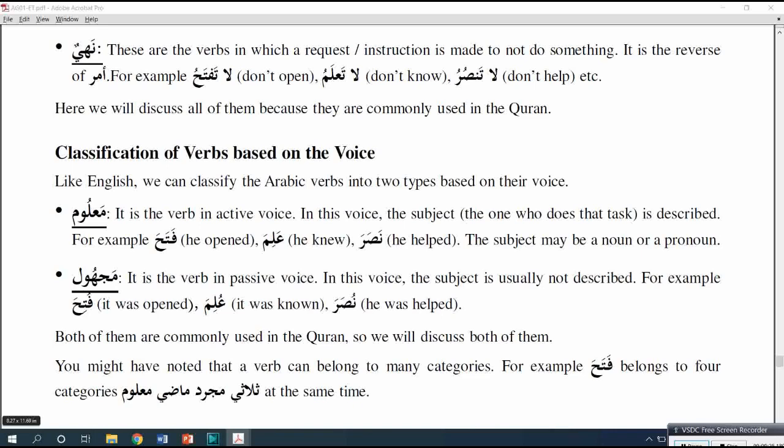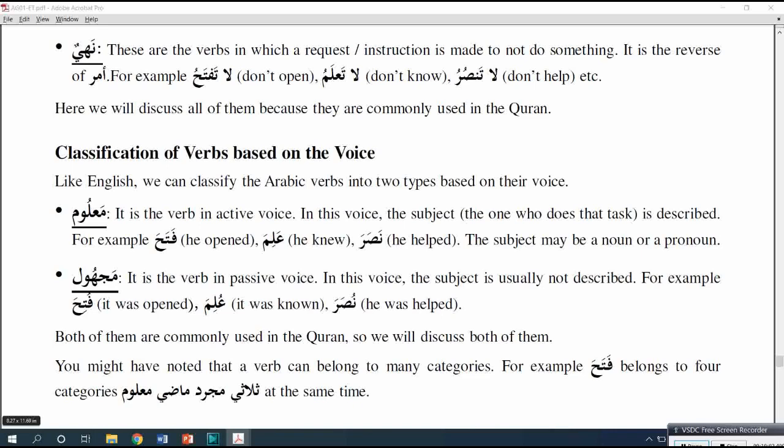So once you understand it, however clear or not clear, you will find the meaning, because especially when it is not clear, then you might need to ask further. So this is the difference. But if it is very clear, then you will not ask again. Both of them are commonly used in the Quran as well, so we will discuss both of them. I will give an example.